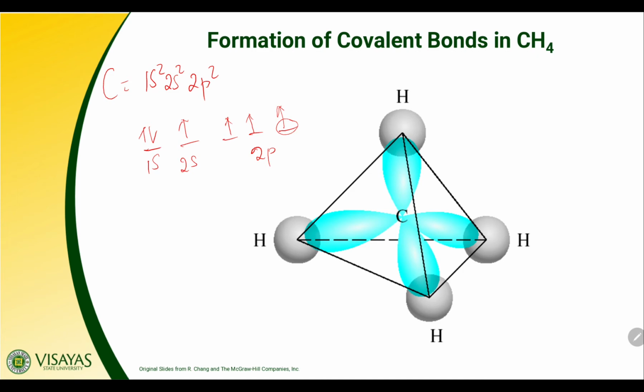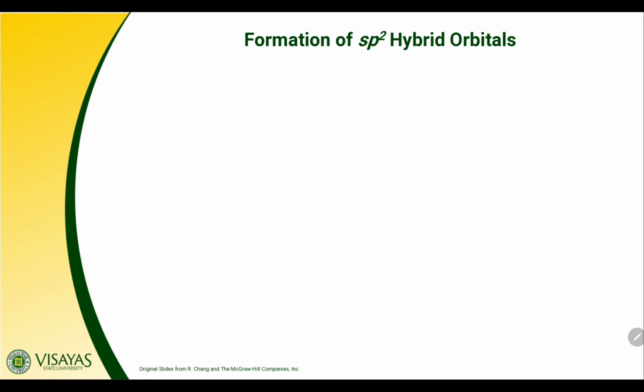So now, after it gets promoted or excited to a higher orbital, the s orbital will mix, or hybridize, with the three 2p orbitals to form 4 sp3 hybrid orbitals. And these hybrid orbitals are the ones in blue lobes, okay? They're the ones used to overlap with the s orbital of hydrogen to form the covalent bonds.